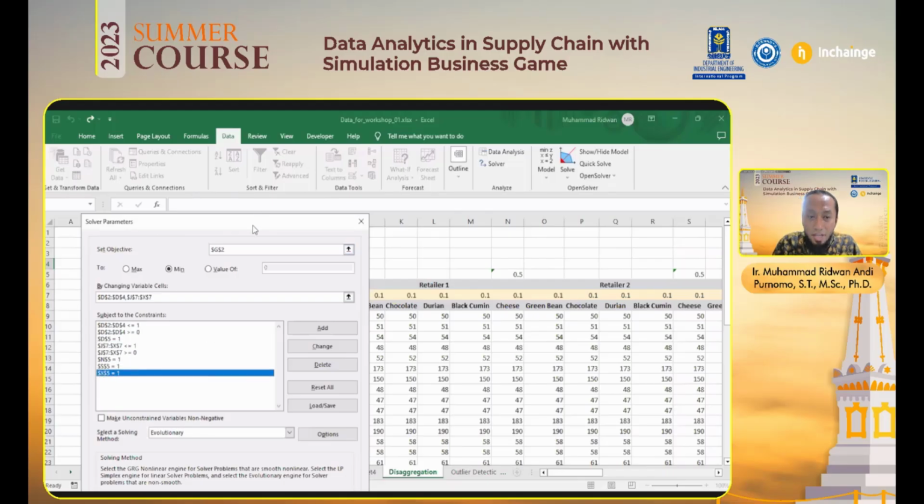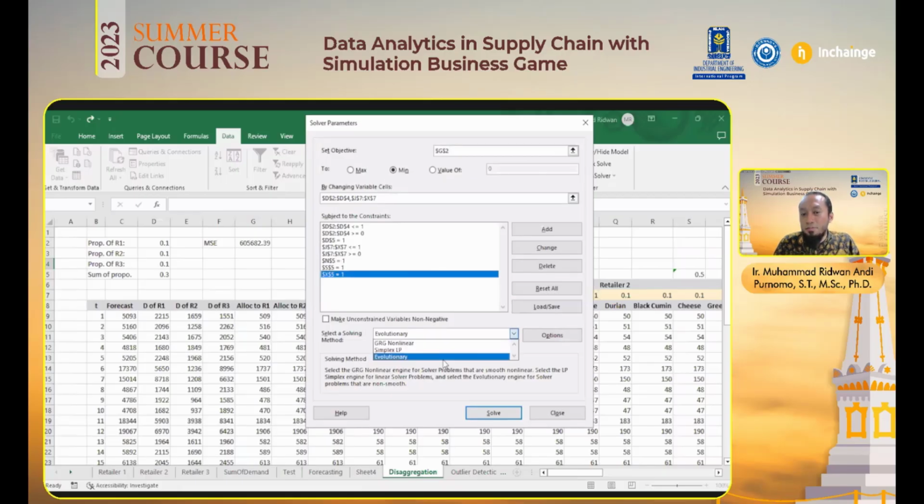And after that, we will use the evolutionary algorithm, this one. At home, you can test it. When you use GRG Nonlinear, you cannot get the optimum value. Why? Because this is complicated. We need to optimize double. We have double loop, but we need to execute one at a time, so it is a very complicated computation. We cannot use GRG Nonlinear. Simplex we also cannot use, because this is a nonlinear model. So the choice is we must use the evolutionary algorithm.